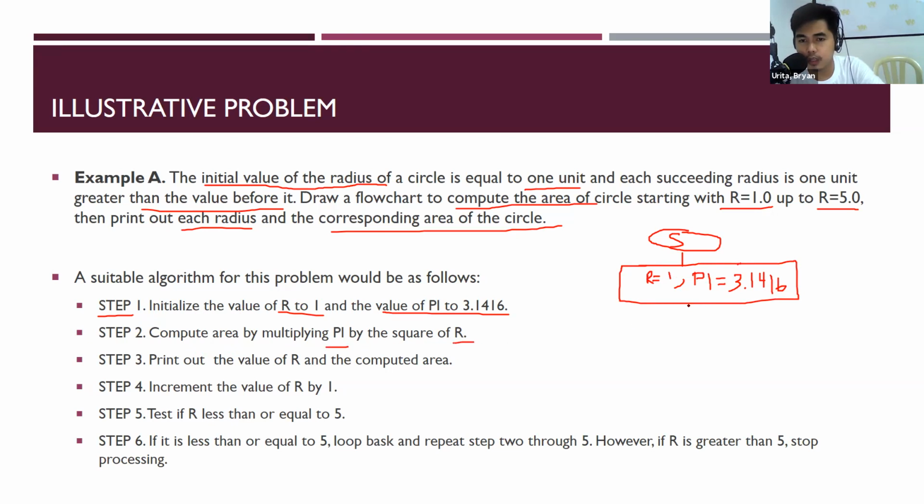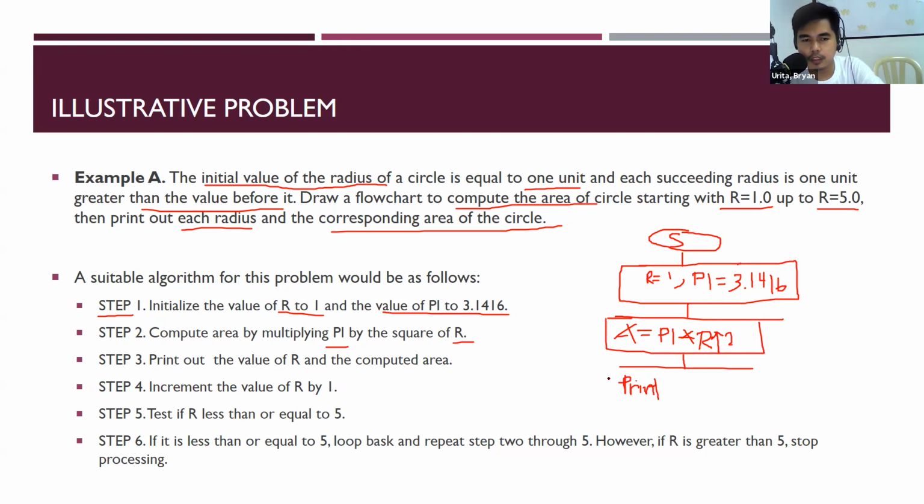Step two, compute the area by multiplying pi by the square of R. So parang ito lang ginawa natin kanina. So sabi, compute the area by multiplying pi by the square of the radius. Okay. Step three, print out the value of R and the computed area. O print out, ibig sabihin, output na yan. So print.